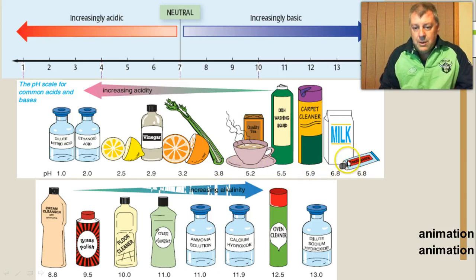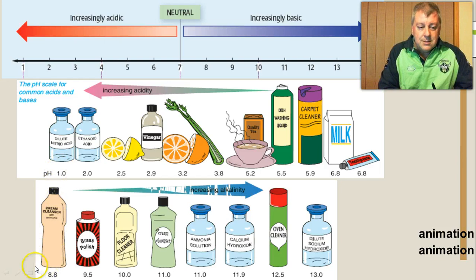we go through toothpaste, milk, carpet cleaner, dishwashing liquid. Tea is at about a pH of 5. Celery, orange juice, or is that, it's probably a grapefruit. Vinegar is down to 2.7 because vinegar is acetic acid. Then you've got the lemons, and then your other acids down at 1.